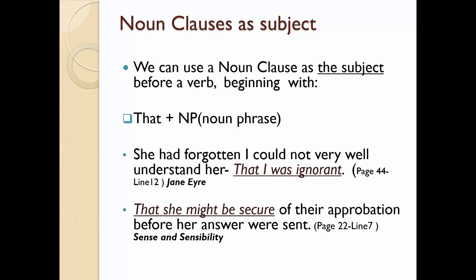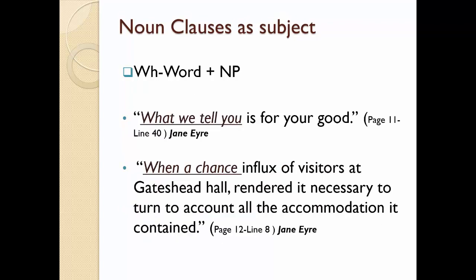The other one is that she might be secure if their approbation before her answer were sent. The other rule is, rather than that with an NP clause, we are going to use here a WH word with a noun phrase. For example, what we tell you is for your good. So you see here that what is the WH word, and afterward comes the noun phrase, we tell you.